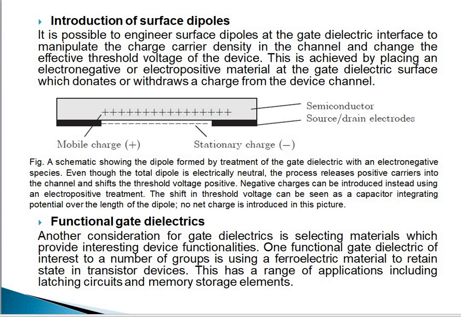Next is the functional gate dielectric. Another consideration for the gate dielectric is selecting material which provides interesting device functionalities. One functional gate dielectric of interest to a number of groups is using a ferroelectric material to retain state in the transistor devices. This has a range of applications including latching circuit and memory storage elements.